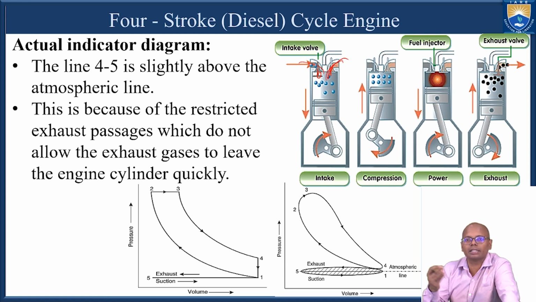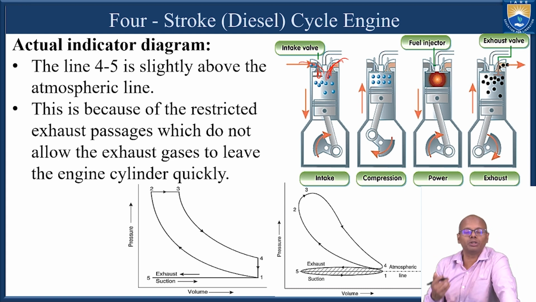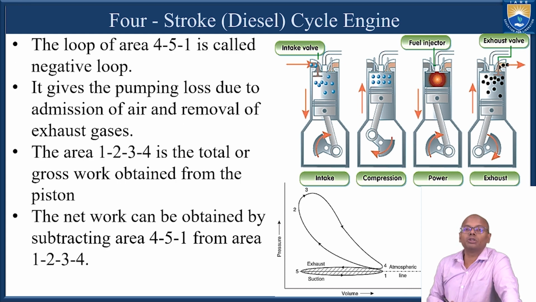During the suction and the exhaust, the area is restricted by the valve, and because of this restriction in the area, the pressures are not atmospheric pressures. Rather, during the suction stroke, the pressure is below the atmospheric pressure, and during the exhaust stroke, the pressure is above the atmospheric pressure. Now the loop, again the same thing, the loop 4-5-1 is indicating the pumping losses because of the admission of fresh air and removal of the exhaust gases.